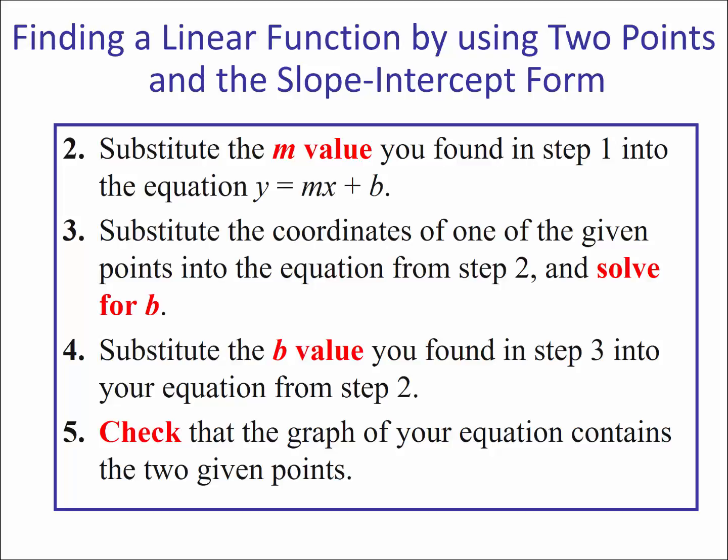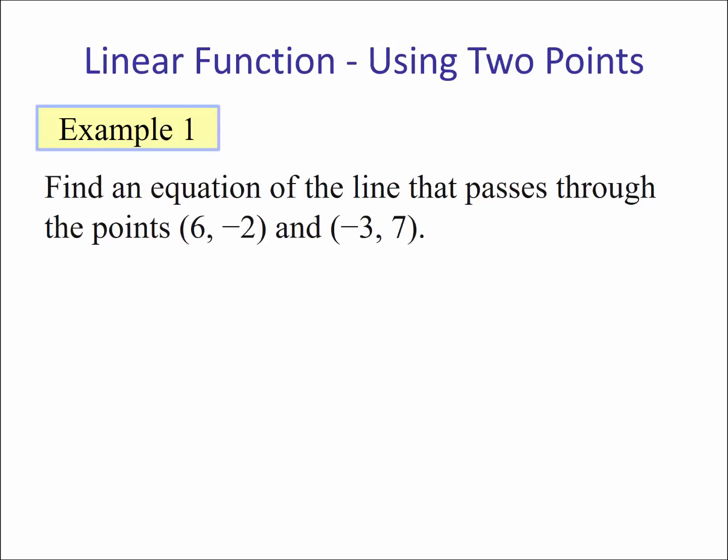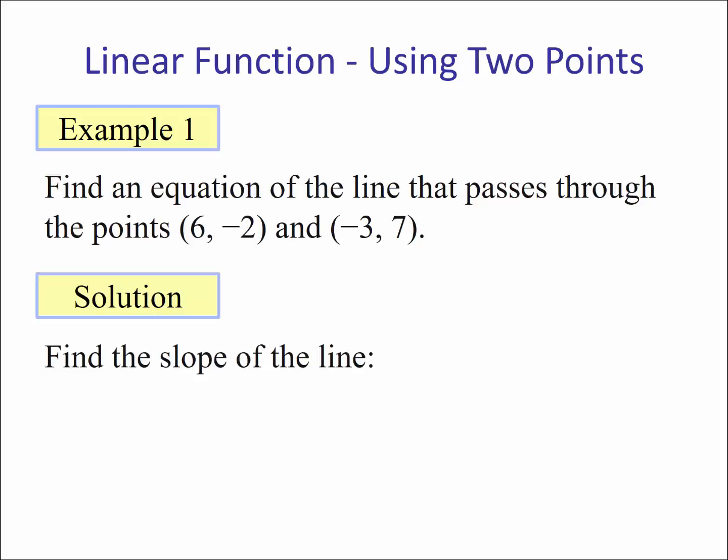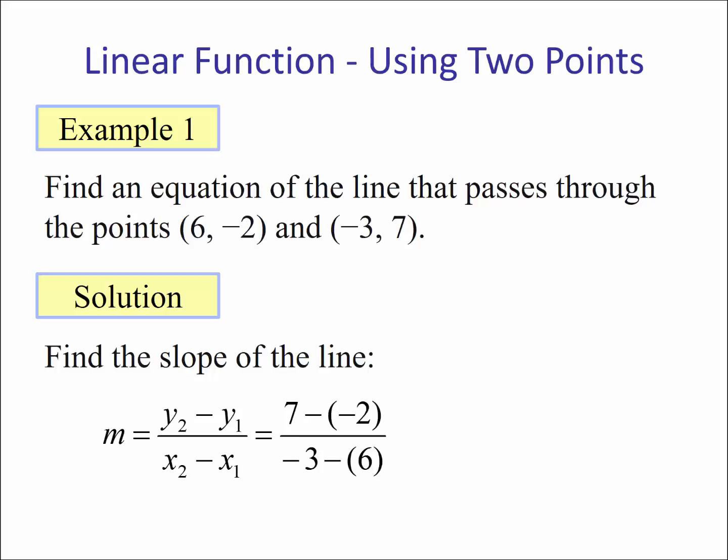Let's do an example. Find the equation of the line that passes through the points (6, -2) and (-3, 7). So solution, our first step is to find the slope. Using our slope formula, y2 minus y1 over x2 minus x1, we have 7 minus -2 over -3 minus 6. This becomes 9 over -9, and this reduces to -1. So our slope m is equal to -1.